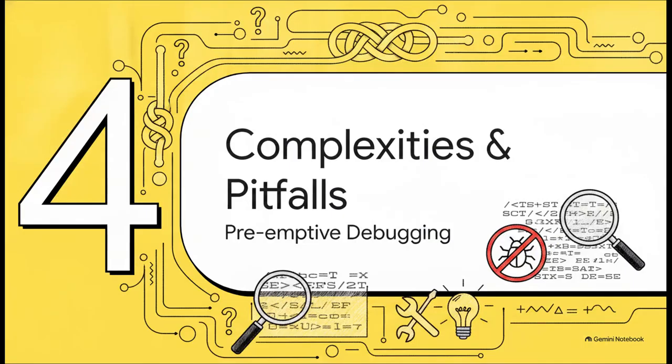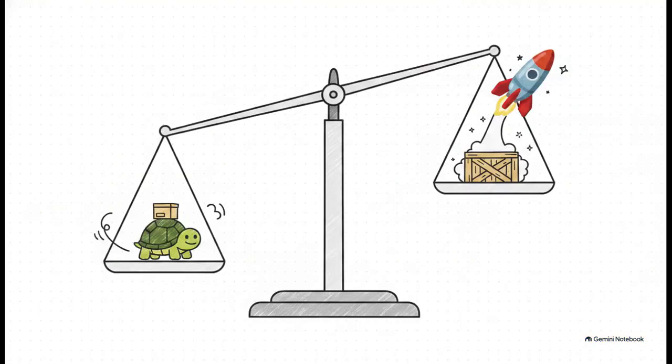Section 4. Complexities and pitfalls. Preemptive debugging. Let's take a second to contrast our solutions. We took the brute force time from a really sluggish O of n squared all the way down to an average O of n, linear time. How? Well, we achieved this by trading off space. We increased our space complexity to O of n for the hash map.